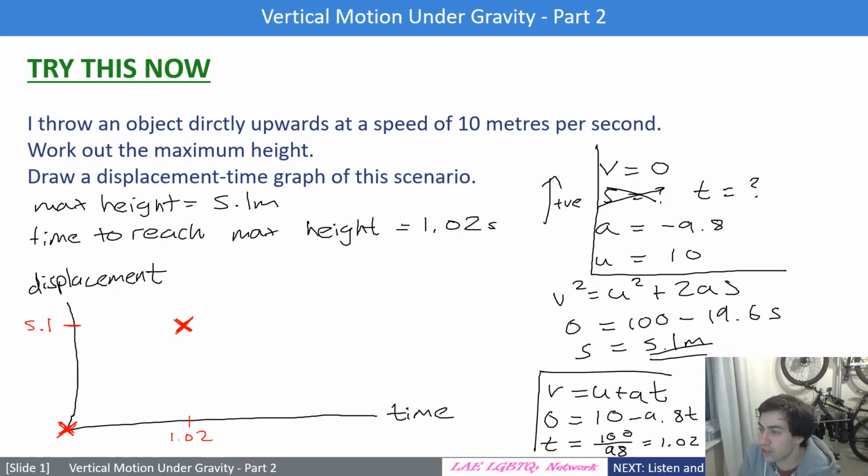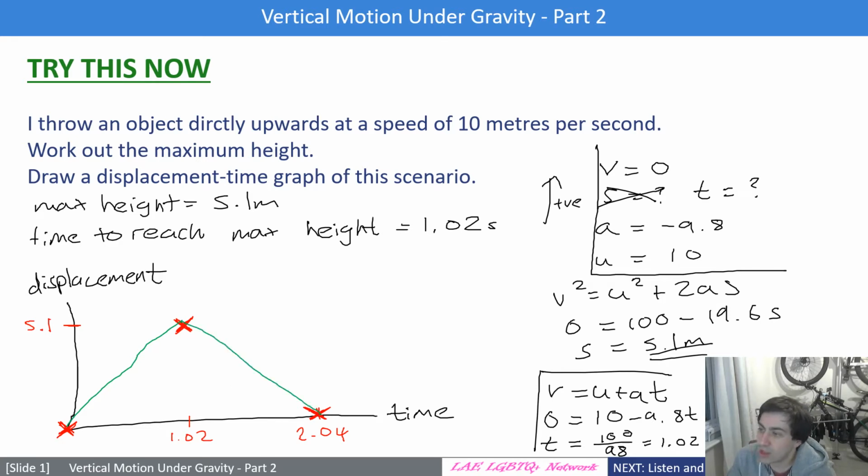So it will actually take a further 1.02 seconds. So at 2.04, it will be back at the Earth again, or back in my hand, or wherever we're taking as zero displacement. So that's three of the key points. And then the only thing here now I want you to think about is, how do we fill in the gap? So you might be tempted, for example, to do something like this to join them up.